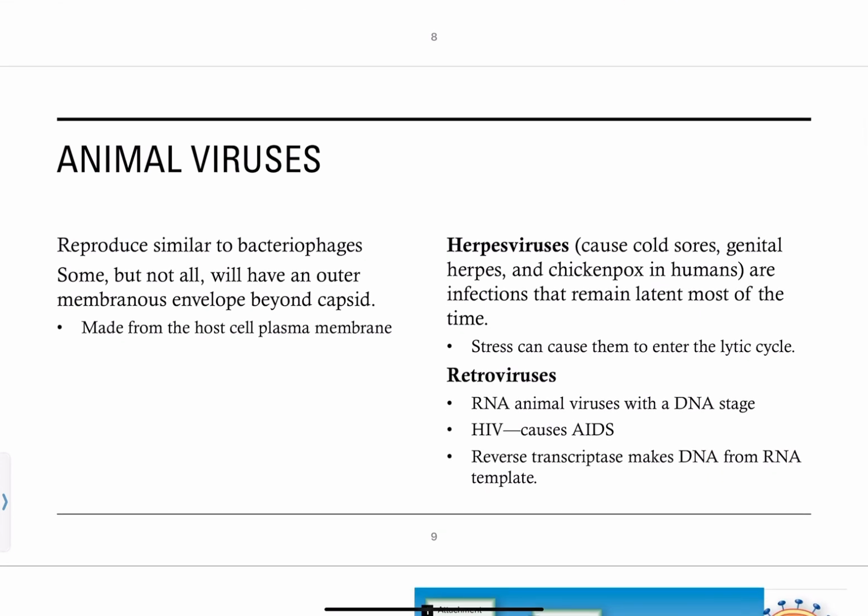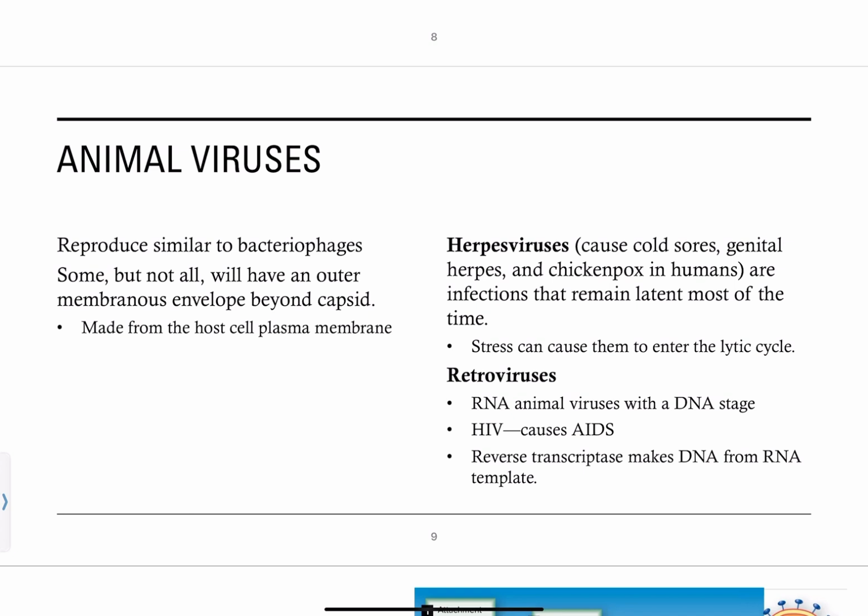So animal viruses use the same basic infection processes as bacteriophages, but many have a membranous envelope that's made from the host's own plasma membrane, which helps them evade the immune system. The herpesviruses are a good example of how sneaky viruses can be. They infect the host and then they go latent, hiding in the nerve cells. Then when triggered by stress, they can reactivate and cause symptoms again. So that's why cold sores or genital herpes often comes back during stressful times.